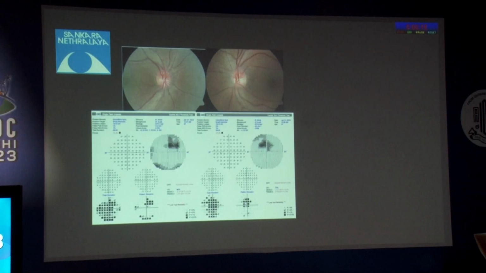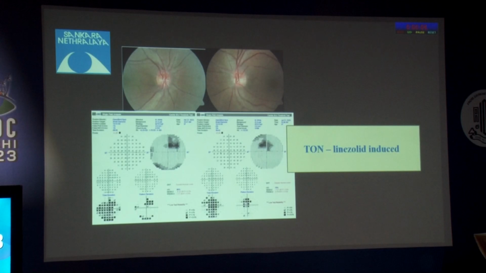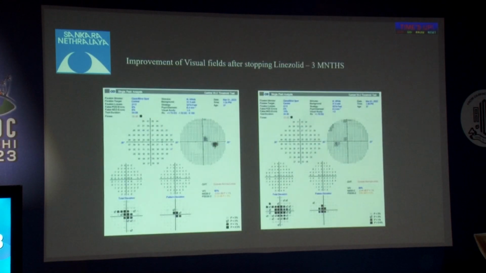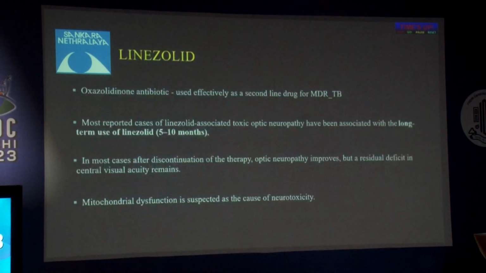So this is the disc. He had a very crowded, very subtle disc, but still it was pink. And you could see central scotomas in both the eyes. And here the culprit was linezolid, because the patient was on the second line. Remember, linezolid is always given as a second line therapy in our TB treatment. And this is after stopping the linezolid, there's an improvement in the fields.